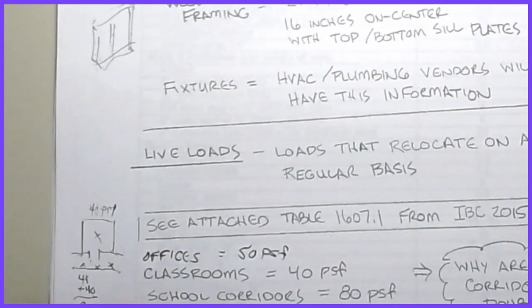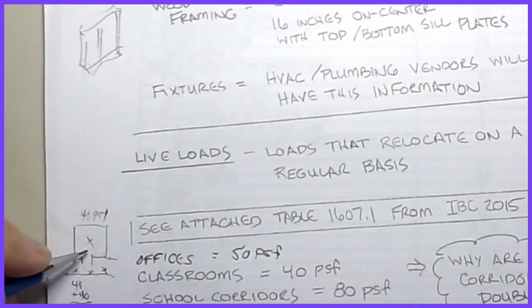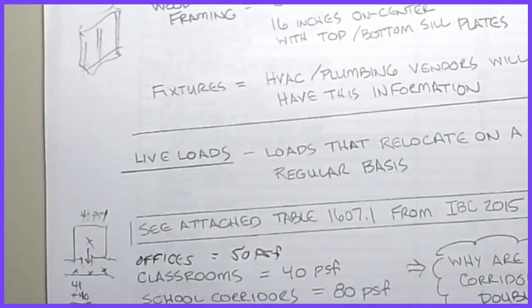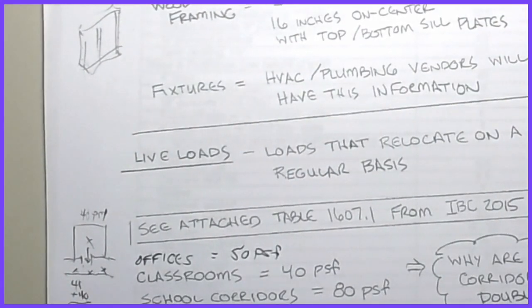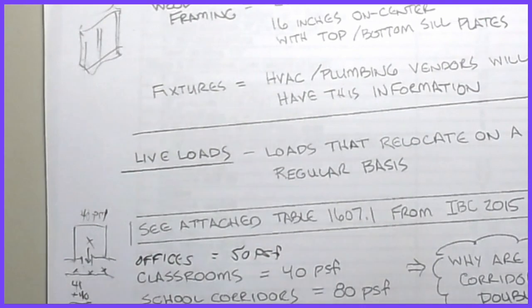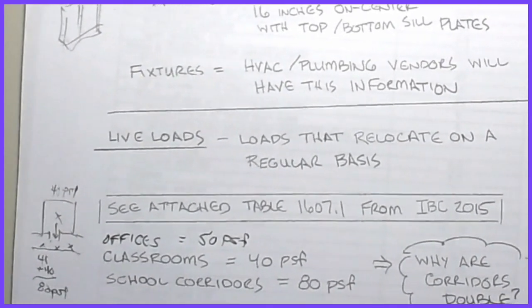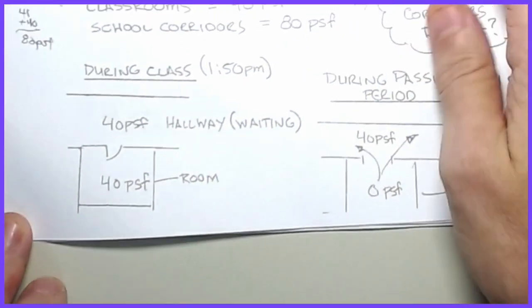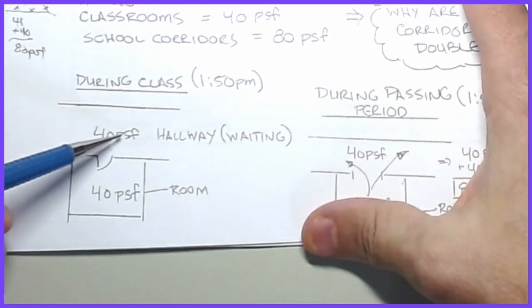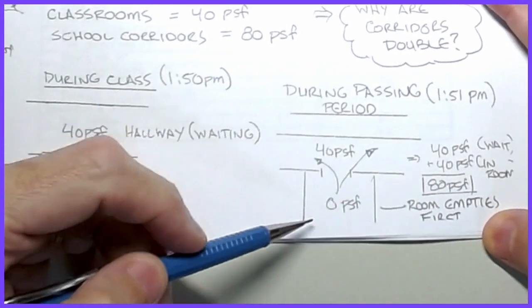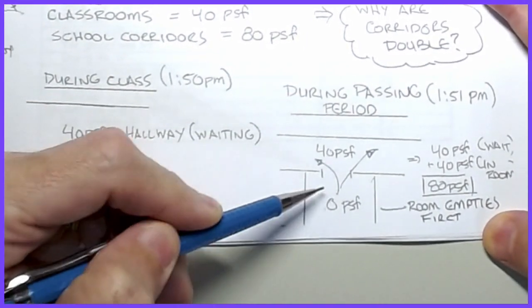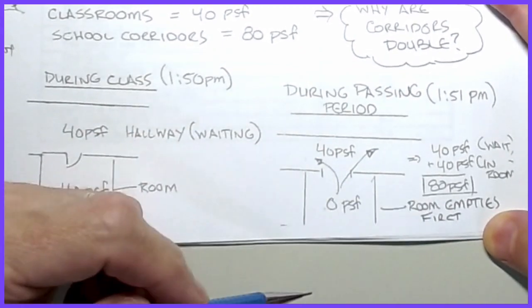All of these people are now moving out of the room into the hallway, and so the hallway regions get a heavier load. There's also the fact that people are moving back and forth in the hallway while classes are going, so you can get larger values that way. And so 80 is what the IBC is recommending. That's what we're showing here. We have our hallway at 40 pounds per square foot and 40 pounds per square foot in the room. Then when this room starts to unload, we now have zero in the room, and 40 plus 40, or 80, out in the hallway.